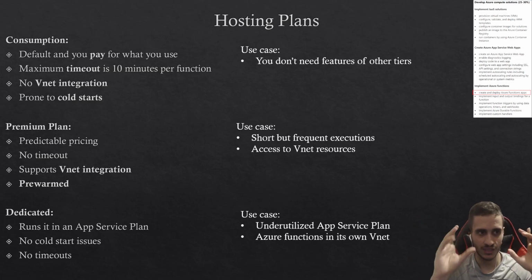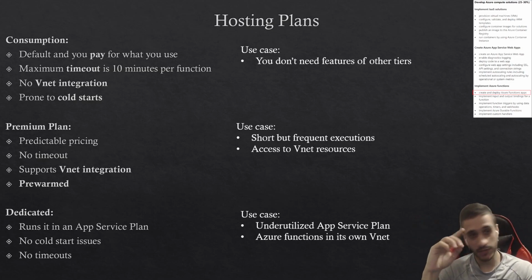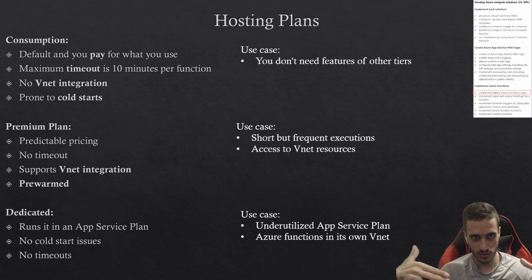You pay for exactly what you need. And the maximum timeout in this is 10 minutes per function, so you can't go more than that. There's no virtual network integration with that. And it has what is called cold starts. Because you only pay for what you use, the Azure Function app itself can scale down to 0 when there's no usage. And because it scales down to 0, once it's used again, it takes some time to spin up and provision the resources to accept the requests.